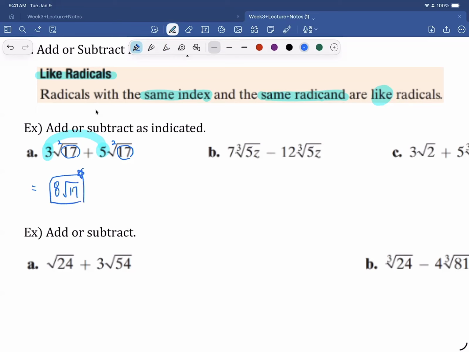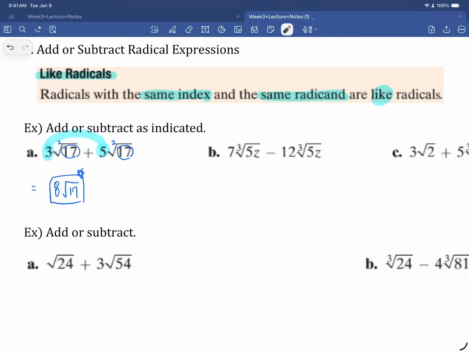So the radicand stays the same, 17 and 17, and the square root stays the same thing. Only the number in front of the root changes, right? So 3 and 5 are added up and you get 8.